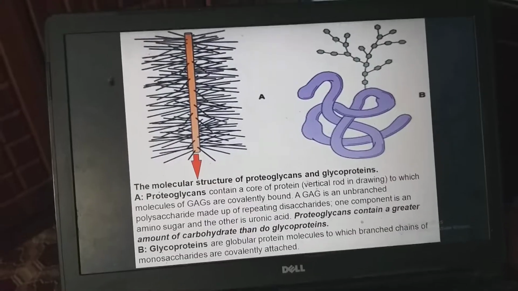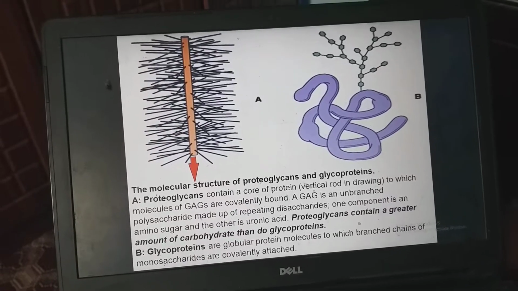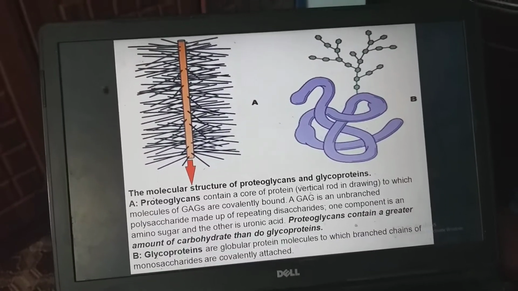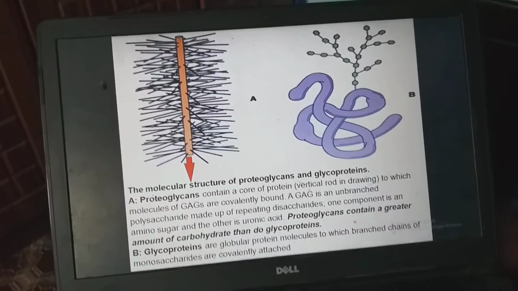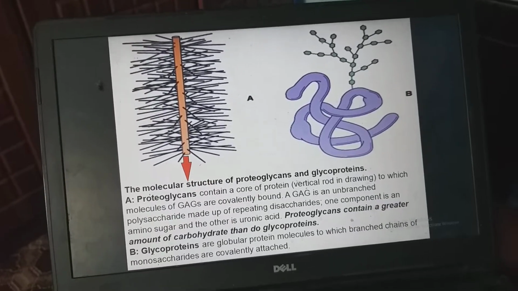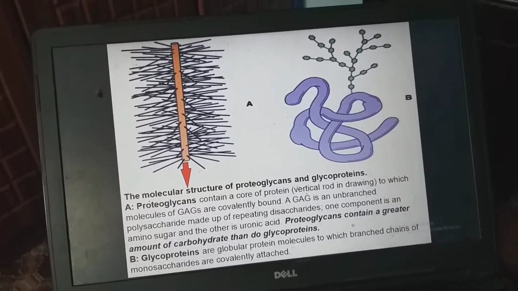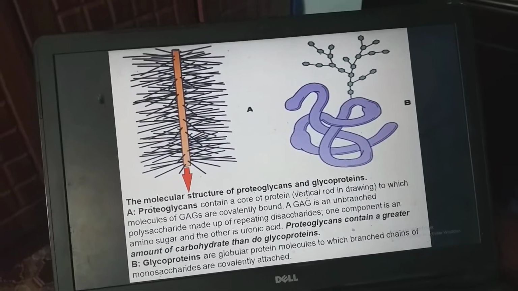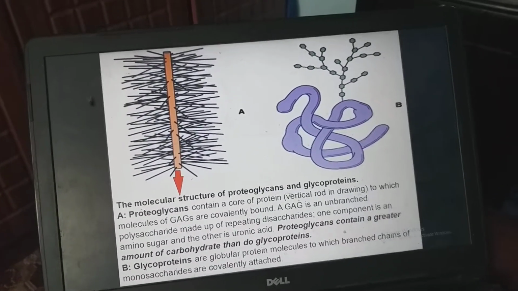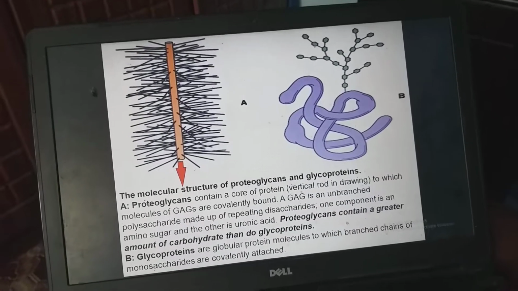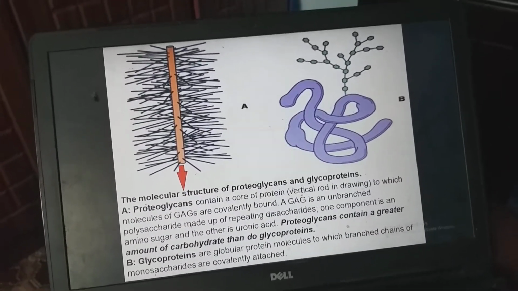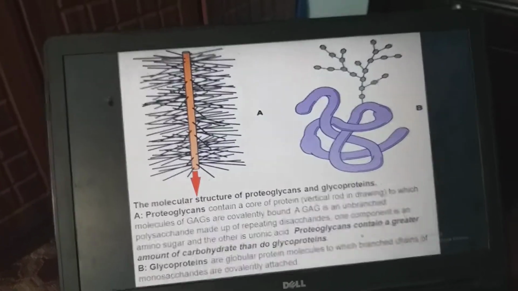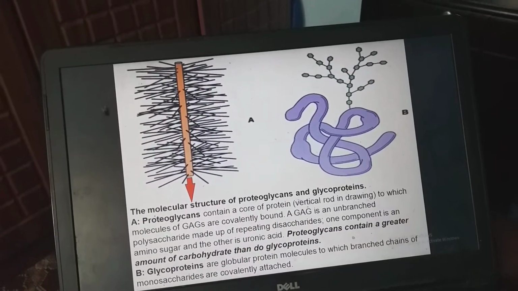But when you observe the group here in B, is it straight? No. It is branched. The other one is globular. So this is a glycoprotein. A glycoprotein is not linear. It is a globular protein molecule to which branched chains of monosaccharides are covalently attached. So this is the main structural difference between them.